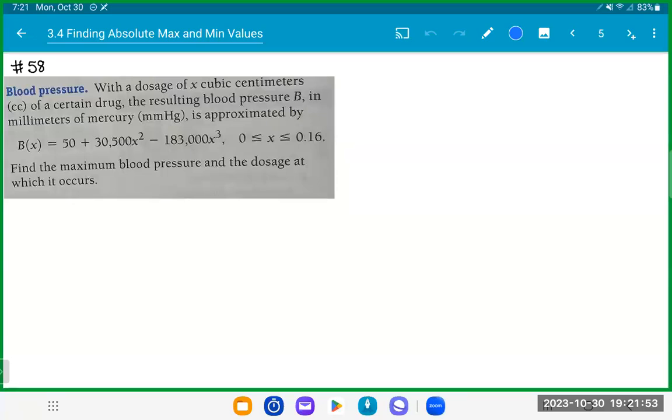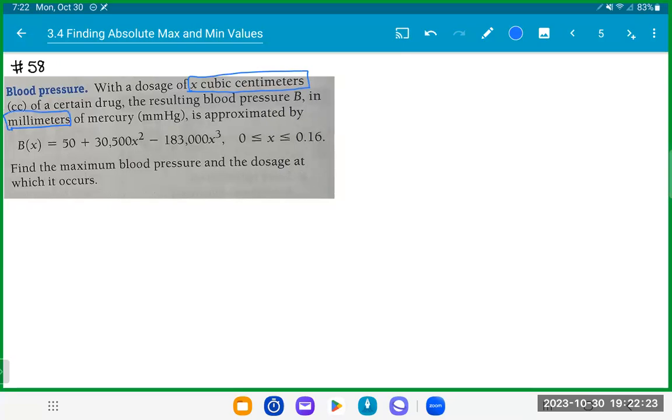Okay. Now, what we're asked for, and this is something to pay attention to, right? When you're doing word problems, if you notice here, we're asked to give a dosage in cubic centimeters, but our problem was given to us in millimeters, right?